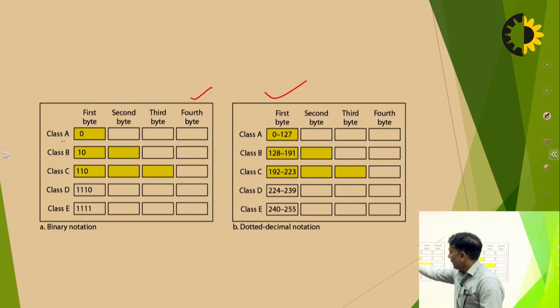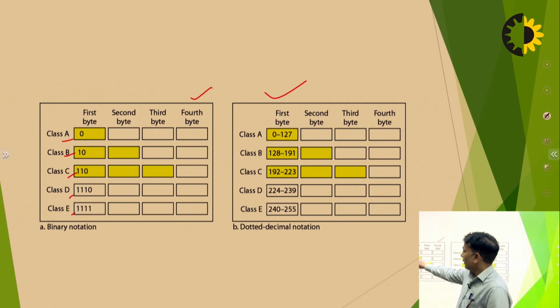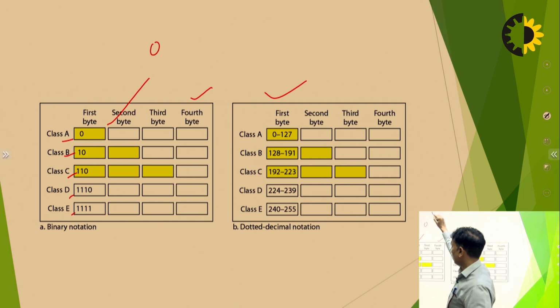This class A, then class B, class C, class D and class E. So, how do we understand which particular class a particular IP address belongs to? Okay. So, for class A, the IP address always starts with 0 in binary form.